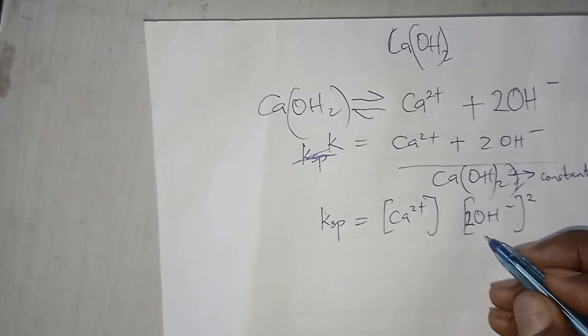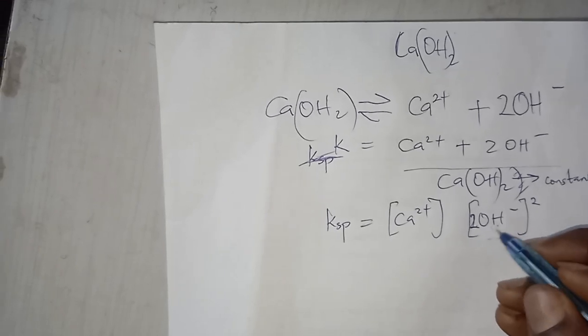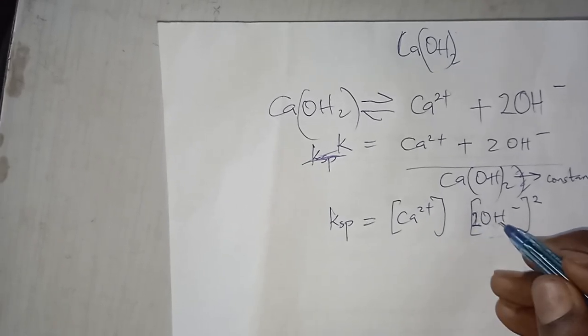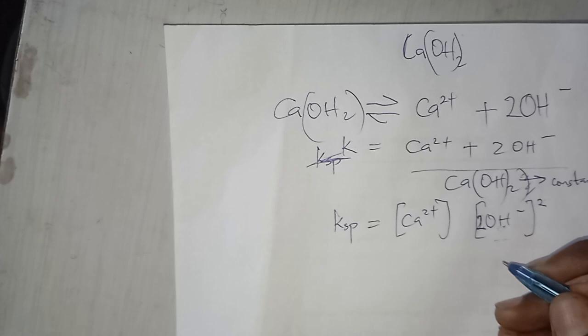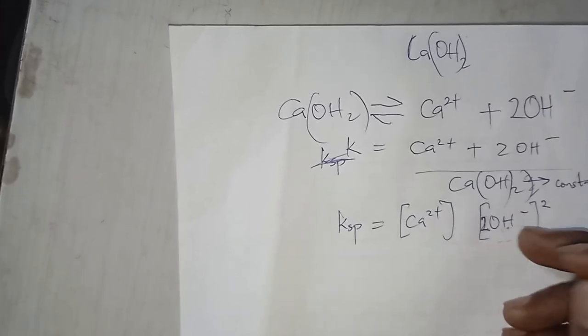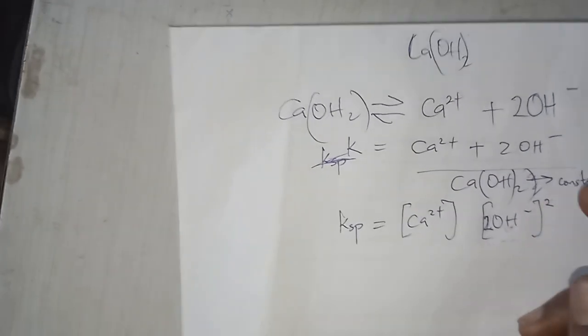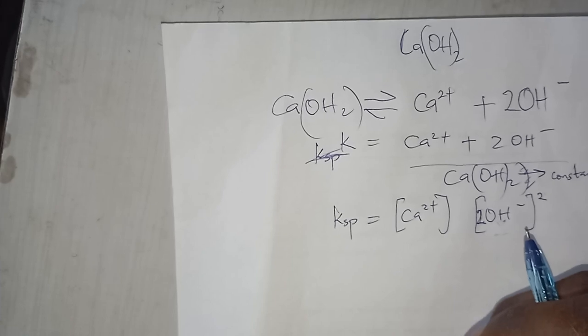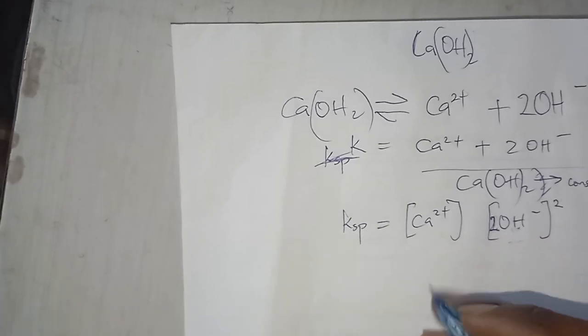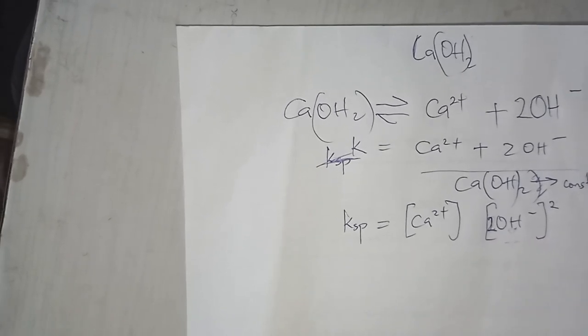So let's say we have 0.111 solubility given for any of this. You multiply that thing by 2, then raise it to the power 2. So when you multiply by 2, whatever it gives you, take the square of that value, you get your answer. So this is what you're going to have in a situation like this.